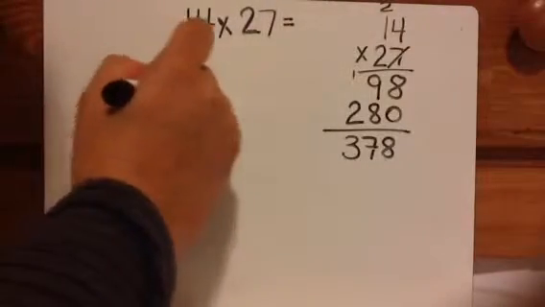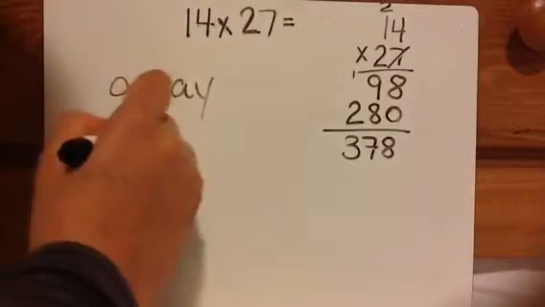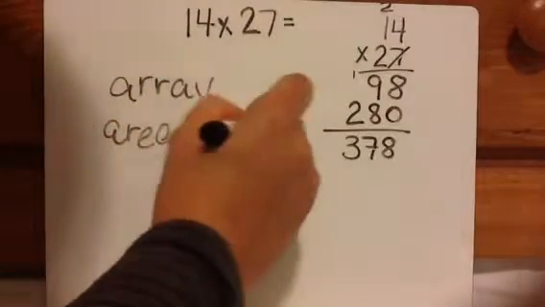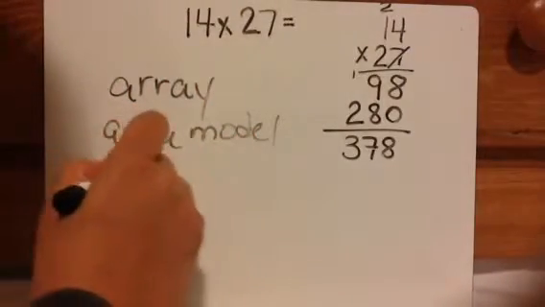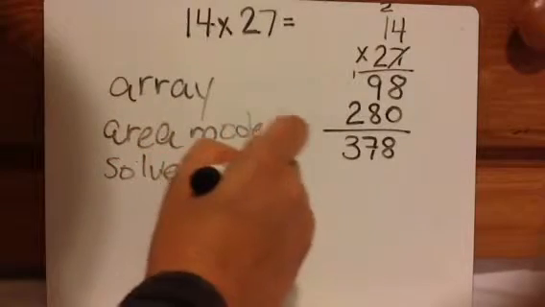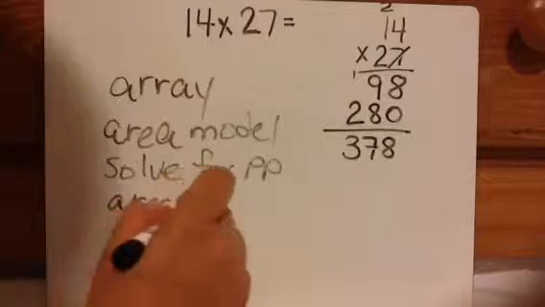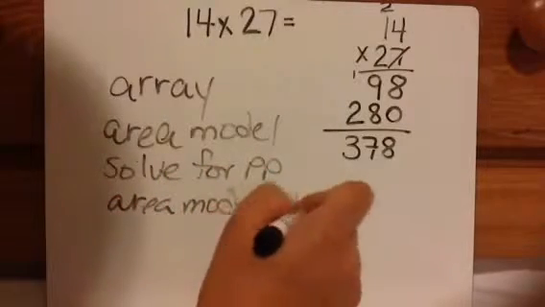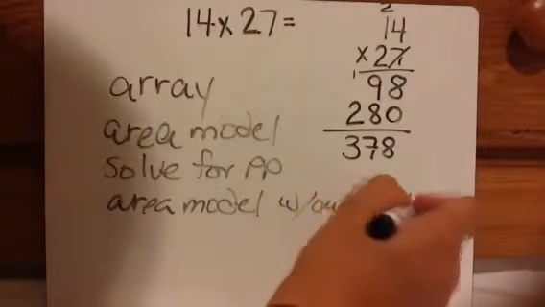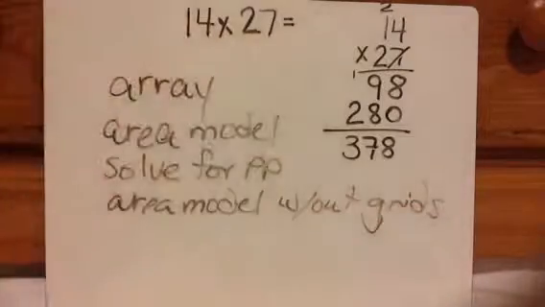Real quick, let me just write it down. I want an array. I want you to draw the area model, solve for the partial products, and then also show me the area model without grids, just using normal notebook paper or computer paper.